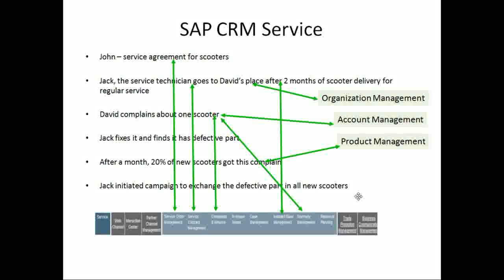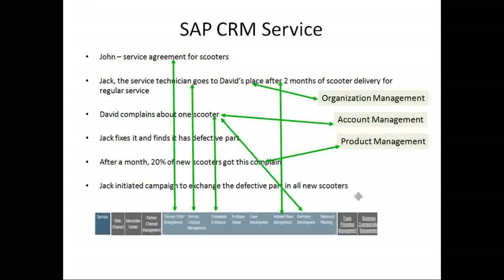Service contract management. So after 2 months of the scoot delivery, a service technician is sent to the customer premise. The service contract will have information like in which duration, in which timeline the company will offer free service for the new product. So it will contain the information that after 2 months, the service technician has to be sent to the customer premise to provide the regular service. So this will be the agreed service contract between the buying company and ABC.